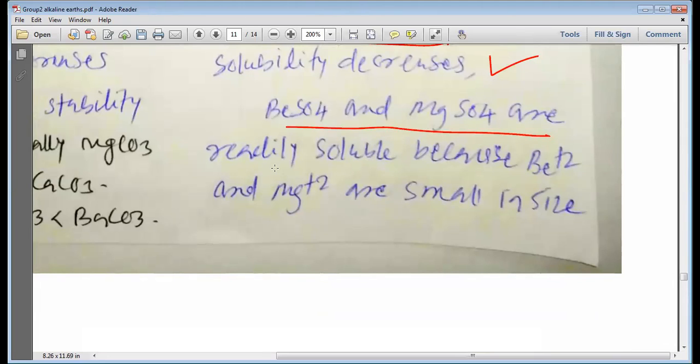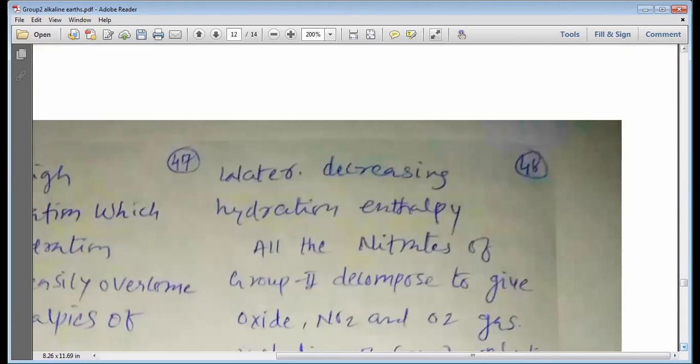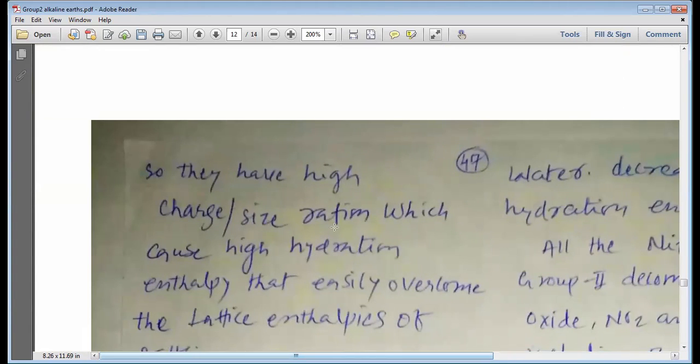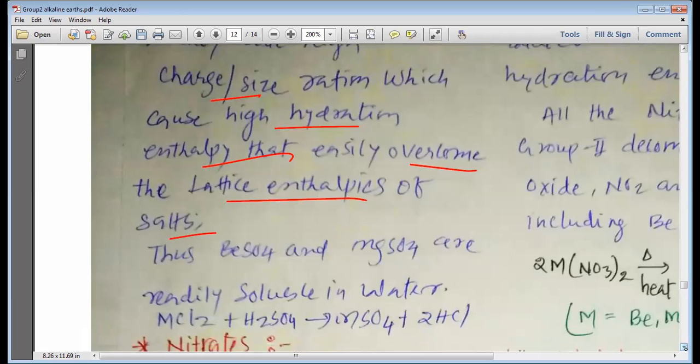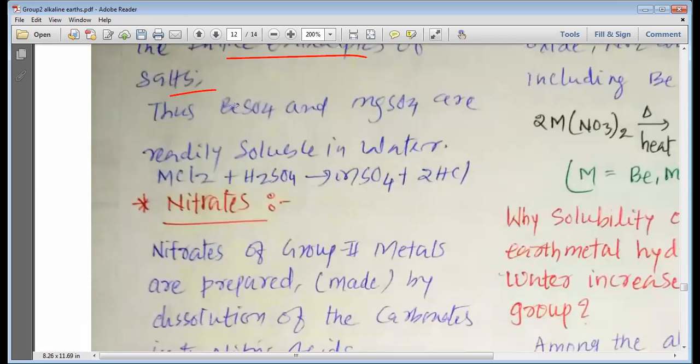BeSO4 and MgSO4 are readily soluble in water because Be2+ and Mg2+ are small in size. So they have a high charge to size ratio, which causes high hydration enthalpy, and this hydration enthalpy overcomes the higher lattice enthalpy, and thus the sulfates of beryllium and magnesium are water soluble. Thus, BeSO4 and MgSO4 are readily soluble in water.